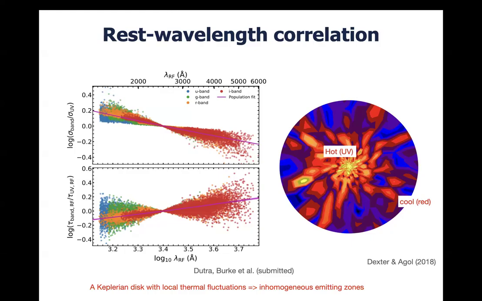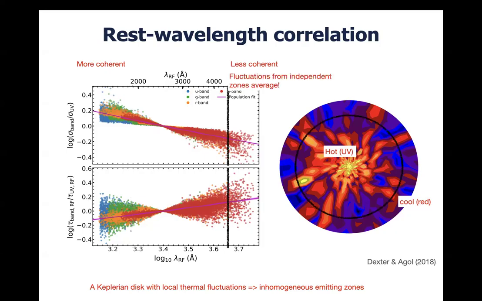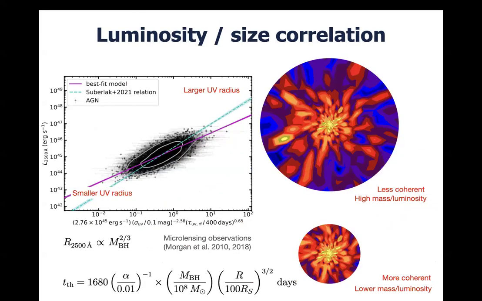That will lead to inhomogeneities in the disk. We have different inhomogeneous emitting zones, and those zones can be varying independently. And then depending on what radius you're looking at, you're going to be averaging over more of these independently varying zones. And so that will reduce, just like averaging over a large statistical sample, the amplitude of variability or the scatter in your variability at larger radii and for more luminous disks.